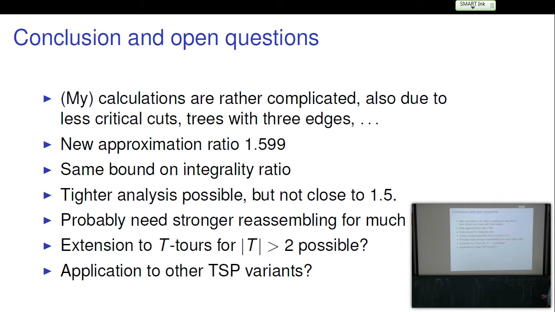So if I do all these calculations, what I get is an approximation ratio better than 1.6. That was clear to me relatively early, but to do the actual multiplication was not so easy. So I got 1.599 with reasonable effort. With even more effort, I could probably get to 1.598 or something. But it gets more and more complicated.